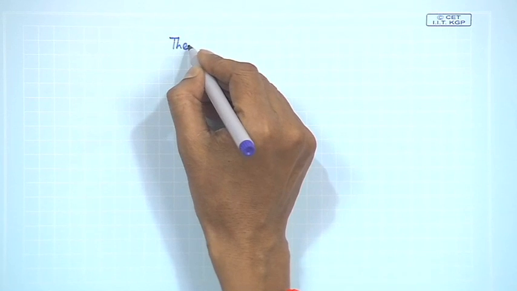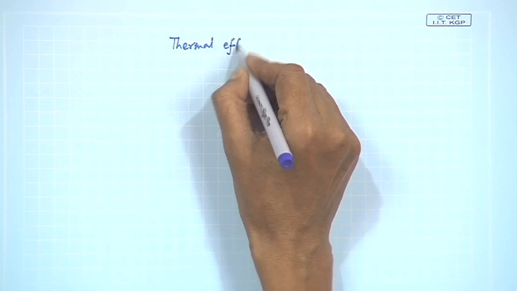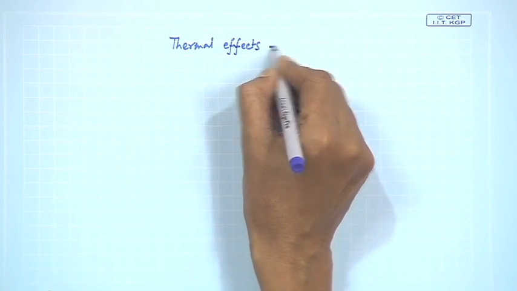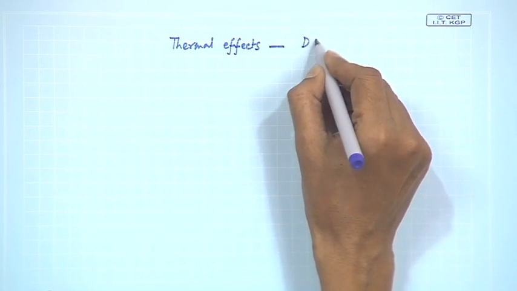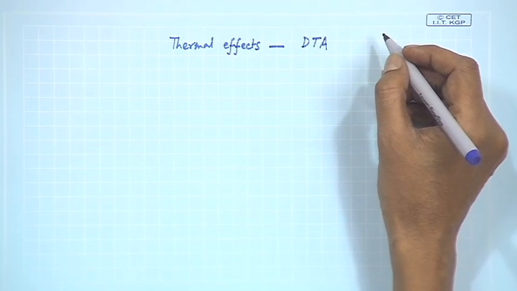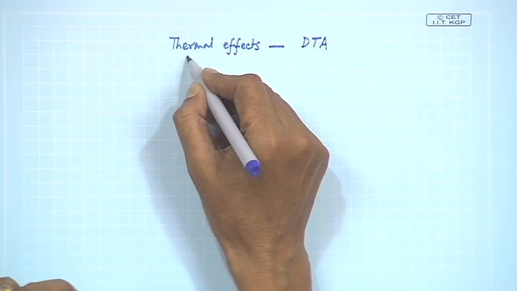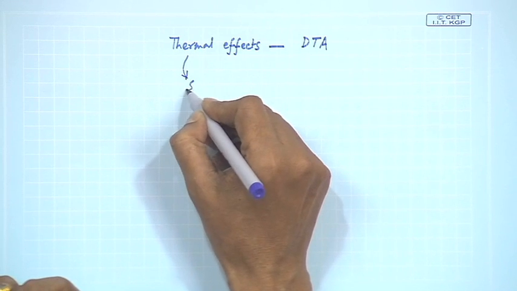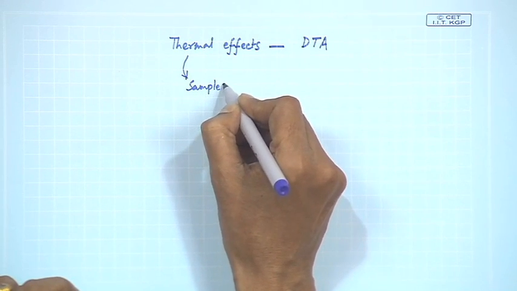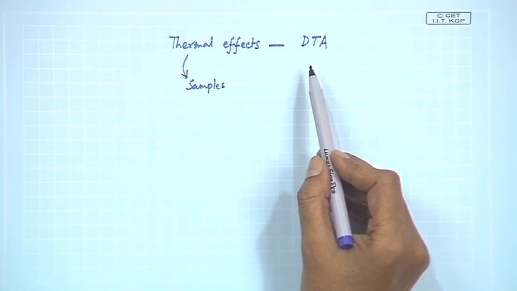So, we are just looking for the thermal effects on some sample, and we have started our discussion in this regard by looking at a particular technique which is differential thermal analysis. Again, we are talking in terms of the corresponding thermal analysis of the samples, and how we can record this and what are the different DTA plots we can see.